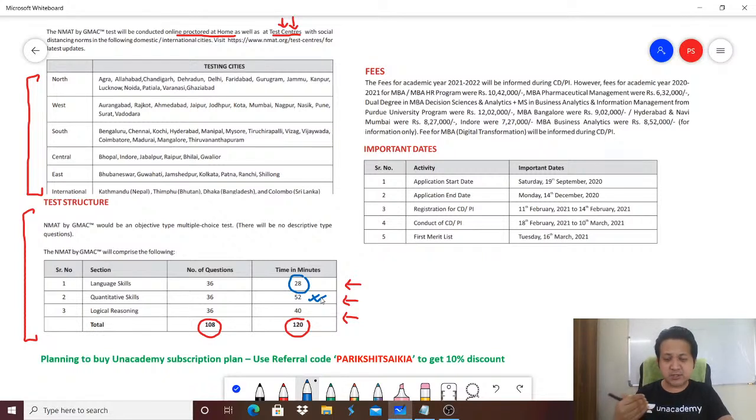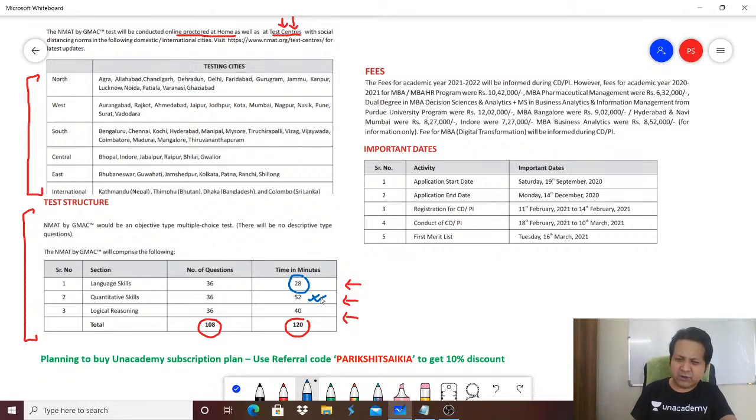Point number 2, there is no negative marking. So it means in the last 3 or 4 minutes of every section, you need to ensure that you mark at least one answer in every question. Because there is no negative marking, if you mark 10, probably you'll get 2 or 3 or probably 4 correct. You don't know. That all depends on your luck.